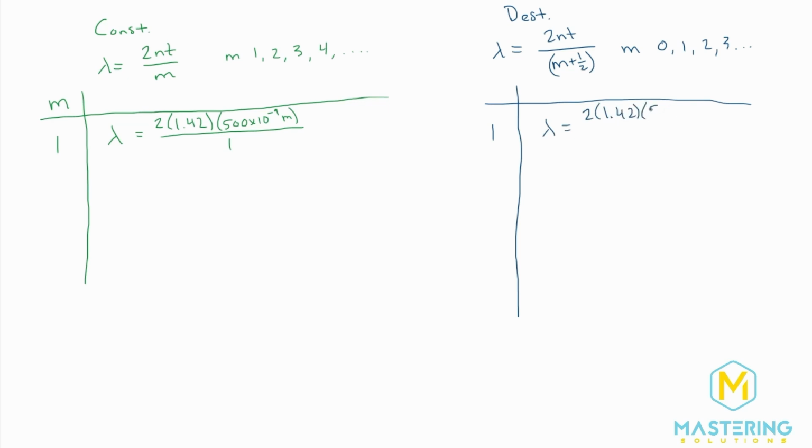The thickness is still that 500 times 10 to the negative 9 meters. I think I might have said this was lambda. This is just the thickness of the thin film. And then we're dividing that by, in this case, we're not starting at 1. We are starting at 0, m of 0. So in this case, it's m plus 1/2, or just a half for the first one.